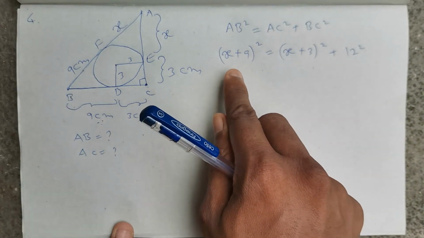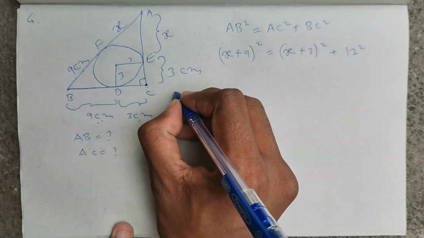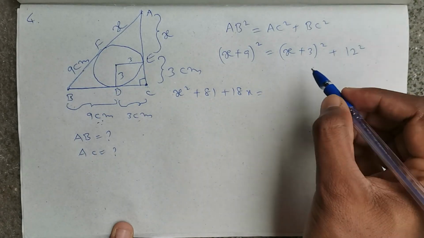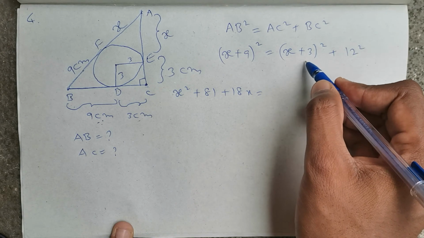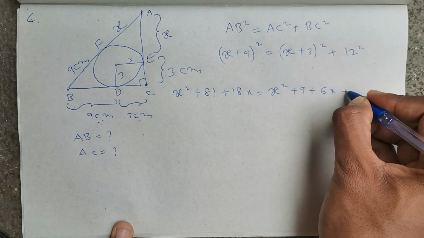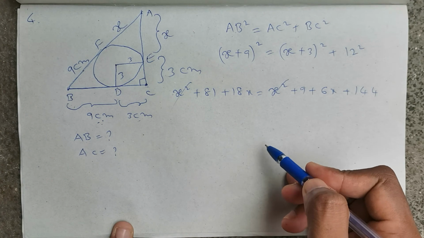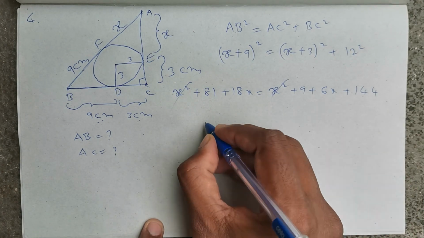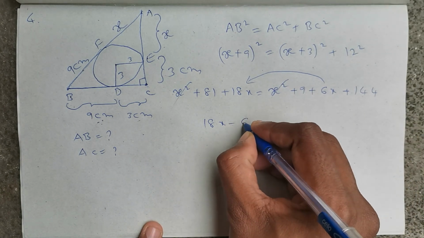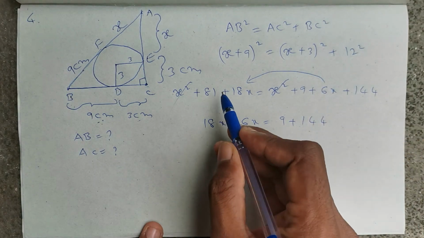If we observe the LHS, x plus 9 whole square, it is in the form of a plus b whole square. So if we expand it, x square plus 81 plus 18x is equals to, here x plus 3 whole square is in the form of a plus b whole square. So if we expand it, x square plus 9 plus 6x is equals to 12 square, 144. Here x square will get cancelled. Now 18x as it is, plus 6x I am bringing to the left side, then it will become minus 6x is equals to 9 as it is plus 144 as it is plus 81.